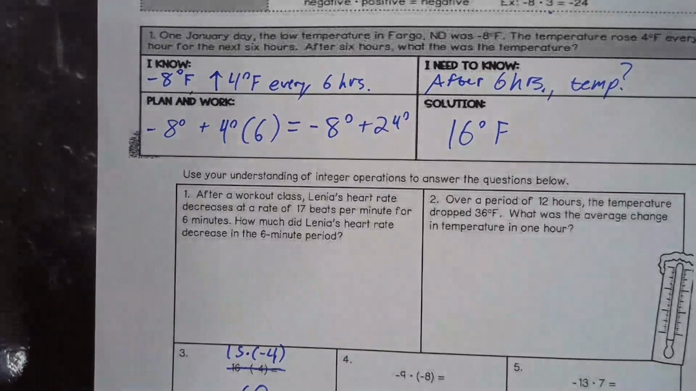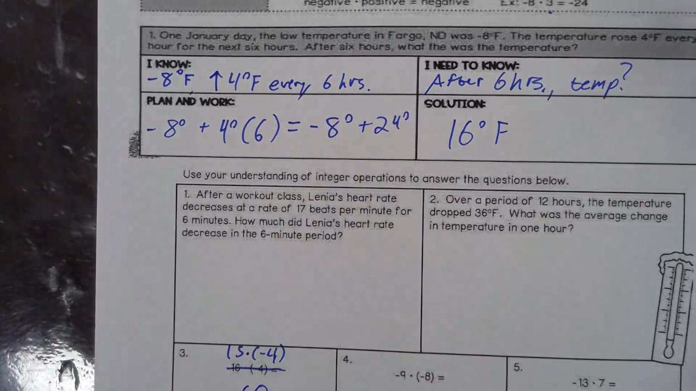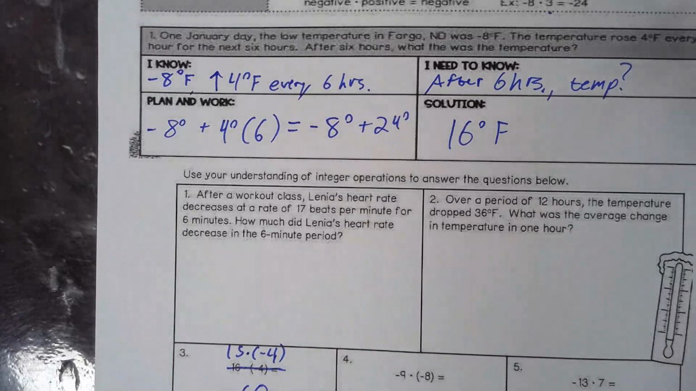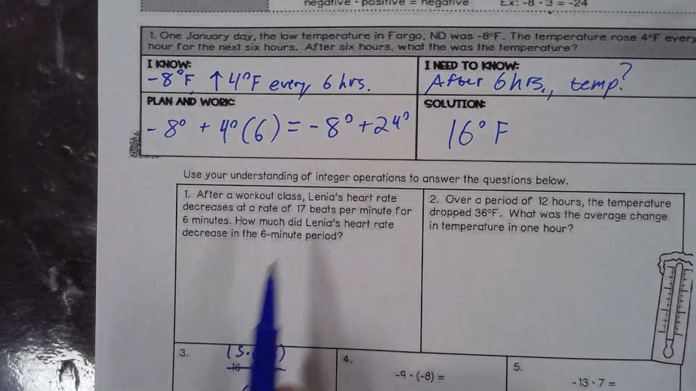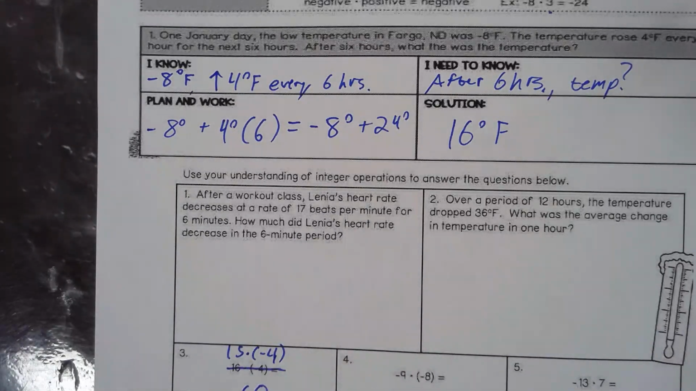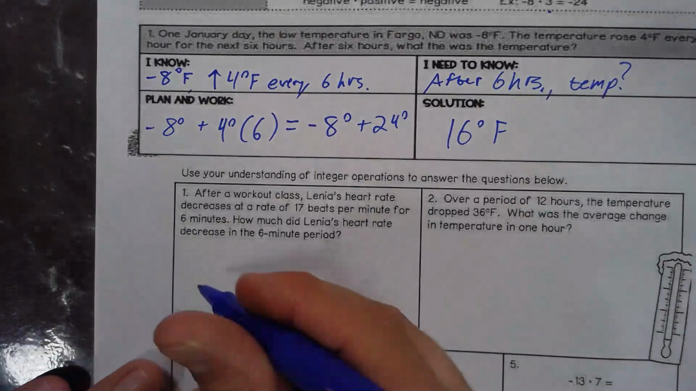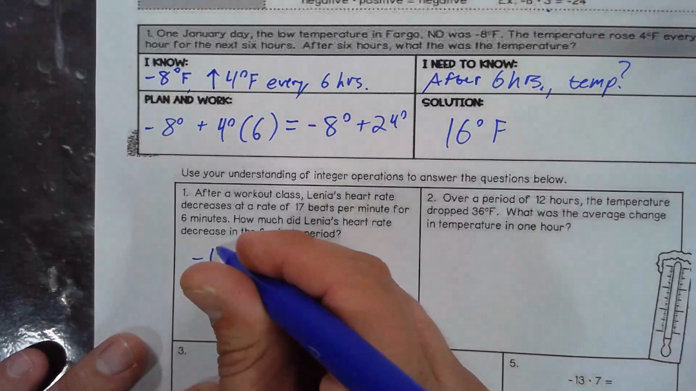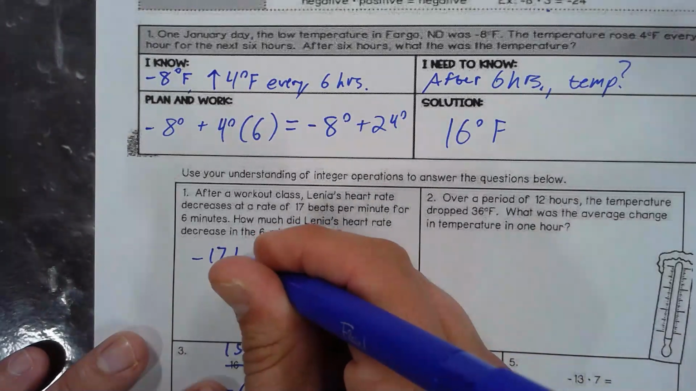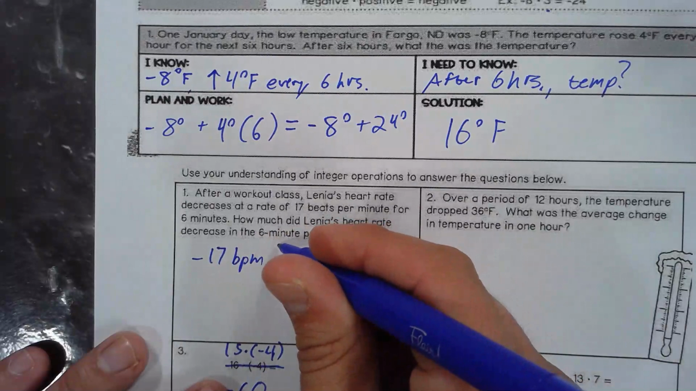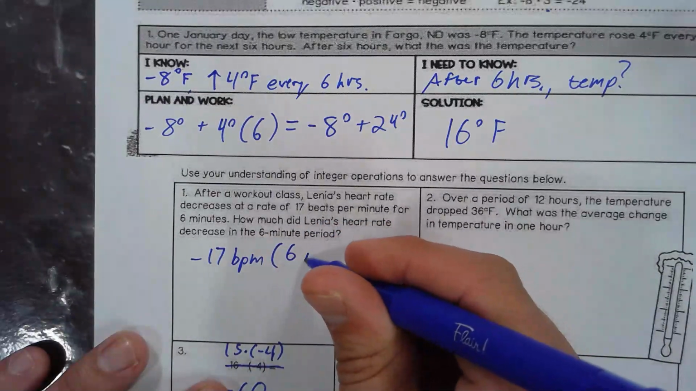Yeah, 17 times 6, right. Sorry, Wanda, what did you say? Yeah, because for every 6 minutes, it goes down 17. Would we have any negative numbers there? What's decreasing? Yeah, her heart rate. So since her heart rate is decreasing, it might be good to make 17 a negative number because it decreases, so that's beats per minute, BPM, times that 6-minute period.